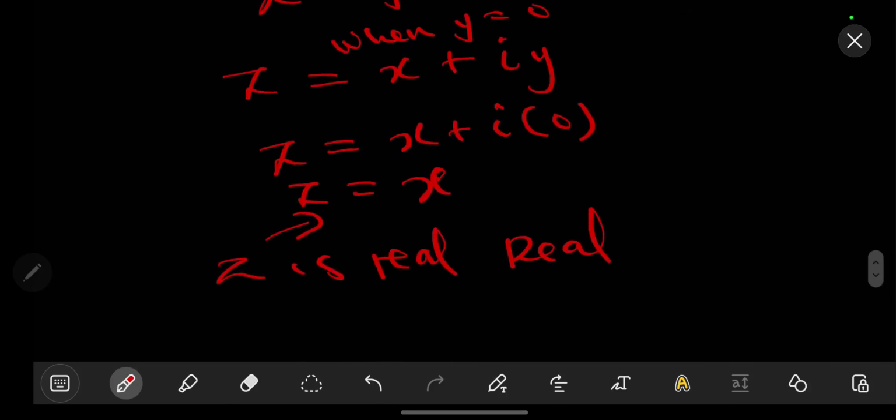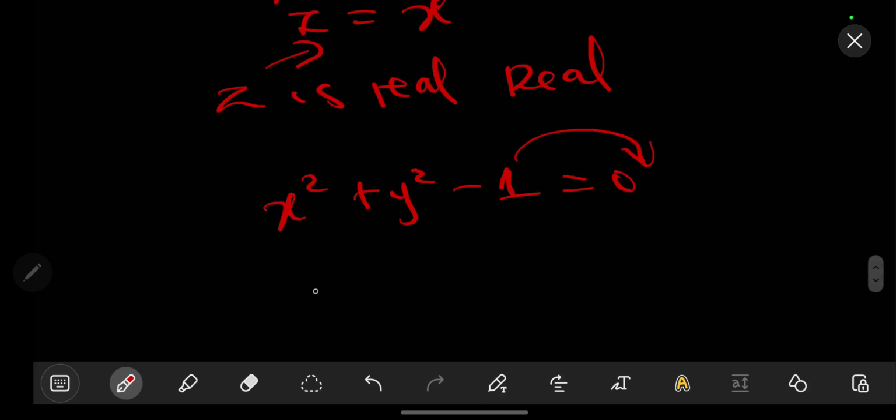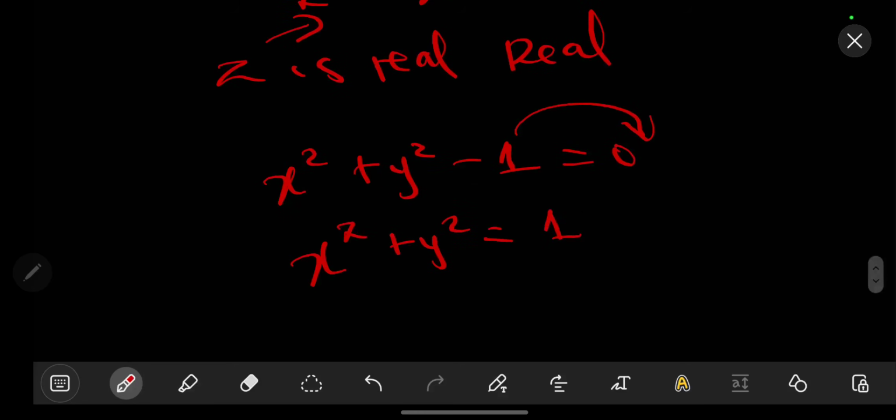Let's get this. We have x squared plus y squared minus 1 should be equal to 0. Let's take the 1 to the other side. It will give us x squared plus y squared should be equal to a positive 1. But we also know that when our y is equal to 0, which we found.